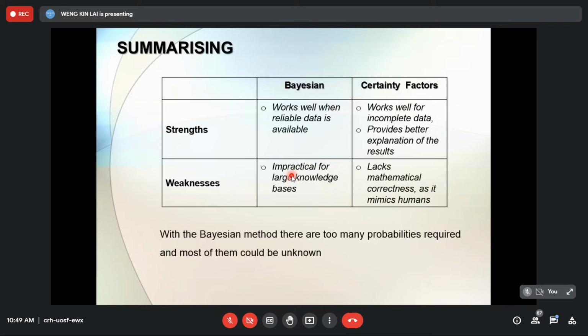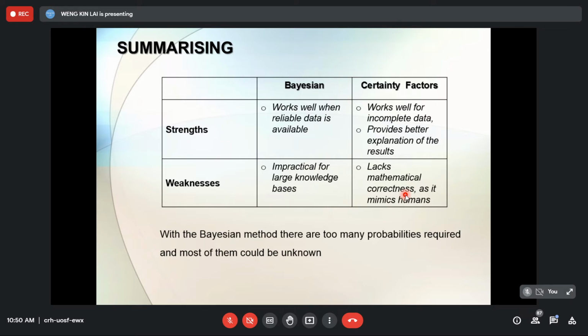So I've actually summarized what I've said so far into this table, for you to have a quick reference. So the strength is that for Bayesian, it works well when reliable data is available. The weakness is that it is not practical if you have a large number of rules, which means that your knowledge base is large. On the other hand, if you compare the certainty factors, it works well for incomplete data. It also provides better explanation of the results, but on the other hand, the downside is that it lacks mathematical correctness. It basically just seeks the human sort of common sense.